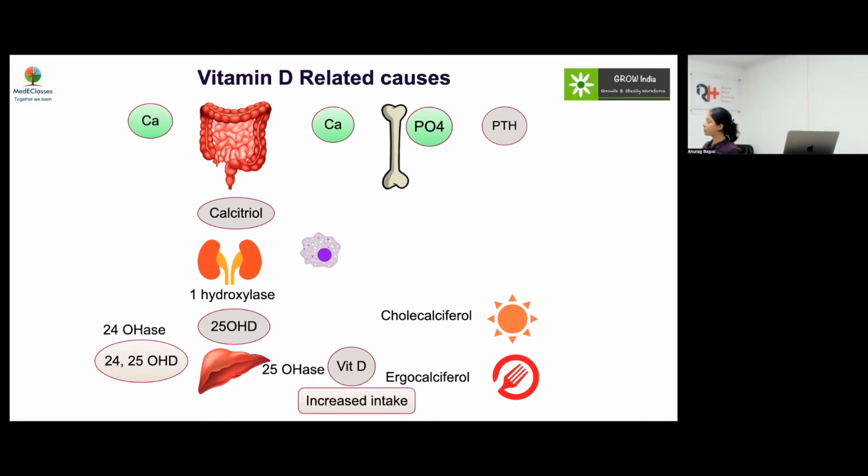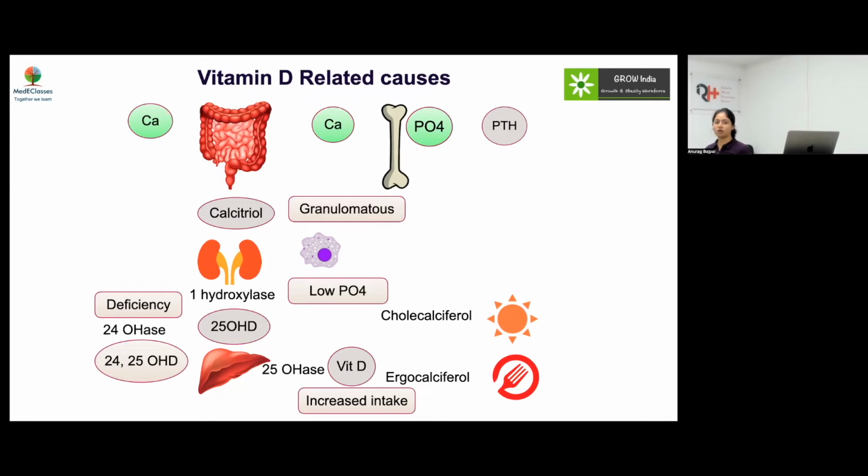Vitamin D excess can be because of increased intake. You must have often come across patients to whom you've prescribed weekly doses of vitamin D, but they've been giving it daily. So this is a common history that should be elicited: inquire about the frequency of vitamin D that you're giving to the patients. Another cause of vitamin D excess could be a 24-hydroxylase deficiency and granulomatous conditions, which will increase the 1-alpha-hydroxylase activity.